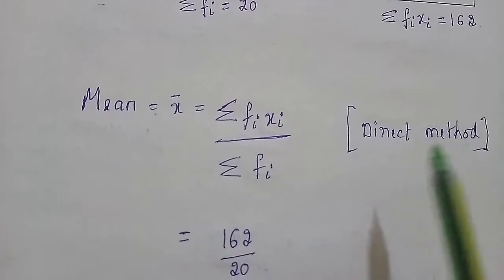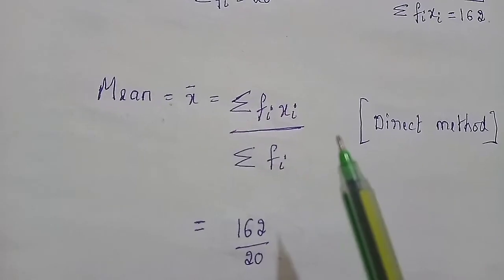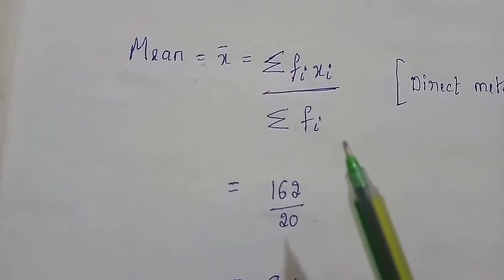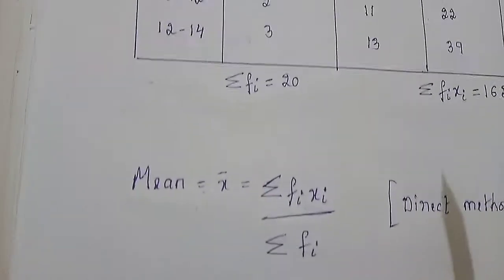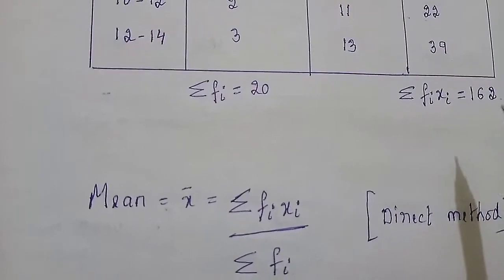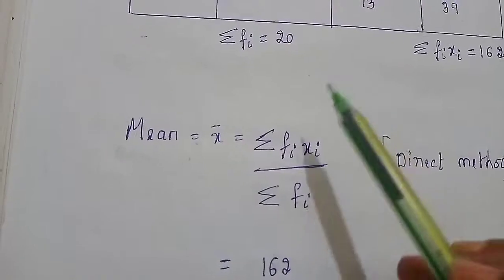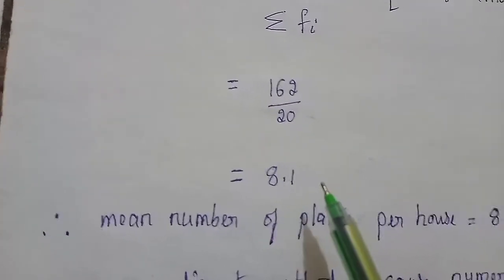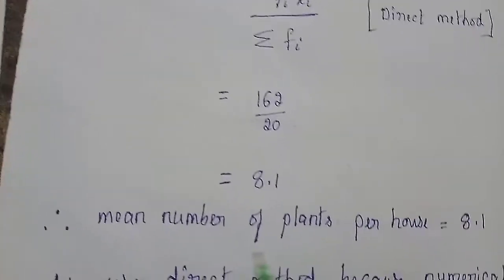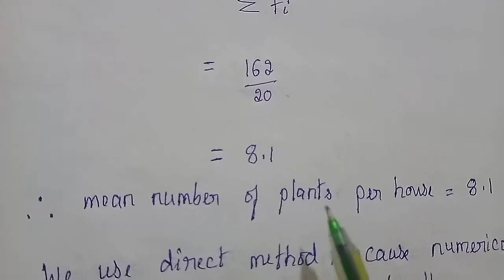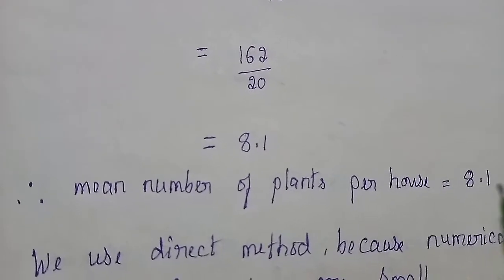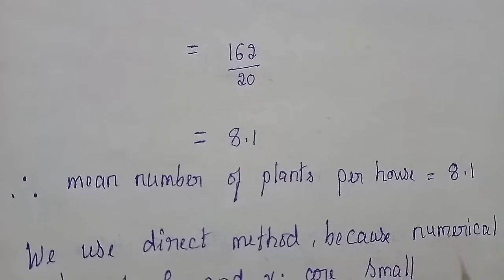That is, mean by direct method, x bar, equals summation of fi xi divided by summation of fi. So what is summation of fi xi? 162 divided by 20. After cancellation we get 8.1. So what is the conclusion? Therefore, the mean number of plants per house, that is the average number of plants per house, is 8.1.